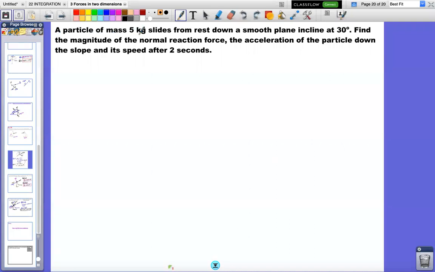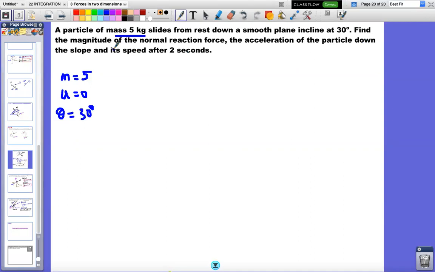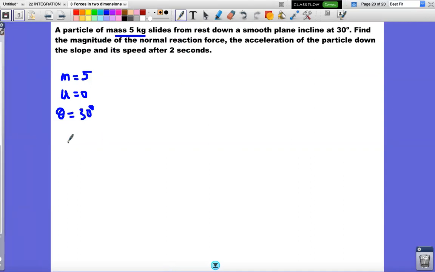A particle of mass 5 kilograms, I always like to take out the quantities. Slides from rest, so u is 0, down a smooth plane inclined at 30 degrees. Should I write theta? 30 degrees. Yeah? We are asked to find the magnitude of the normal reaction.